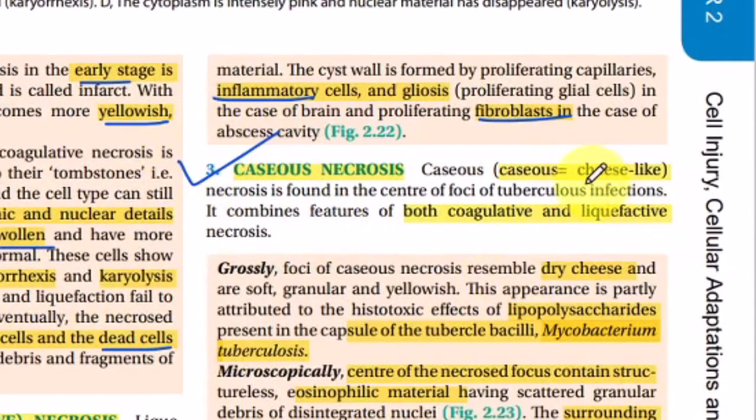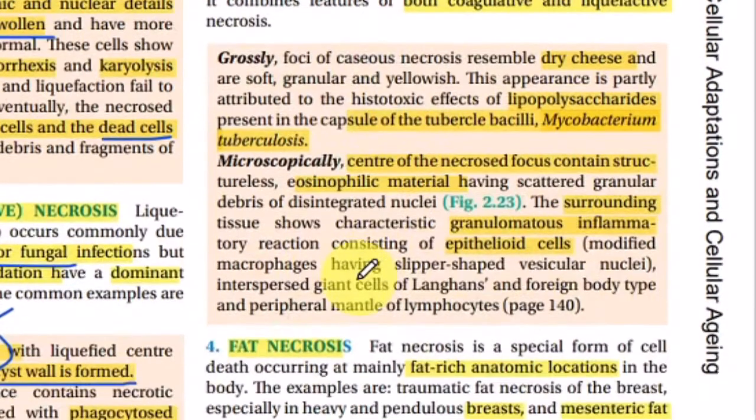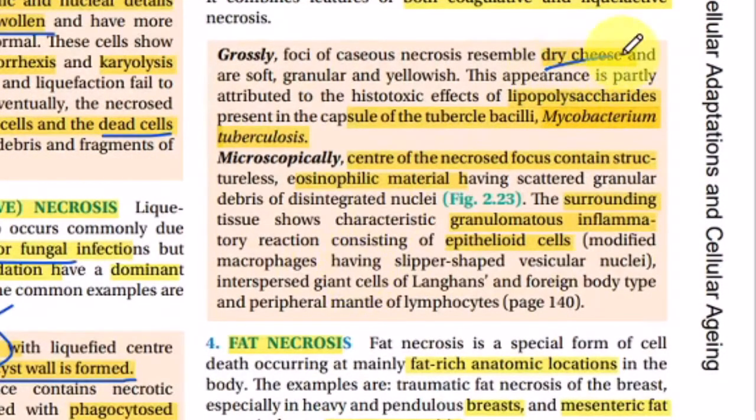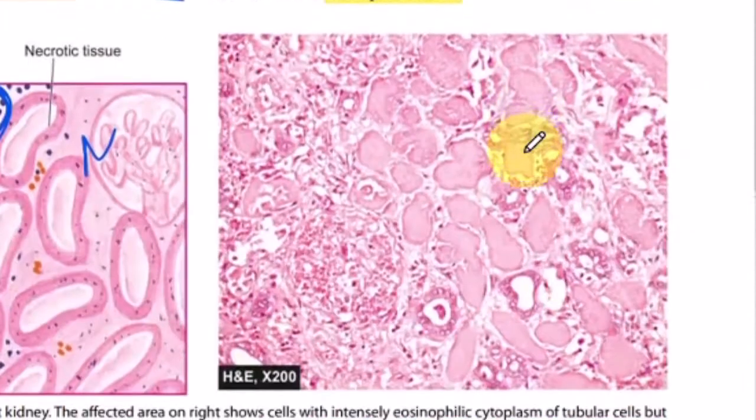Caseous is just like cheese. Outwardly it is slightly harder, but inside it is soft. That means you look very hard, but inside your heart is very soft. So just like that, you can say caseous necrosis is like dry cheese. And remember the example: it mostly occurs in Mycobacterium tuberculosis inflammation.